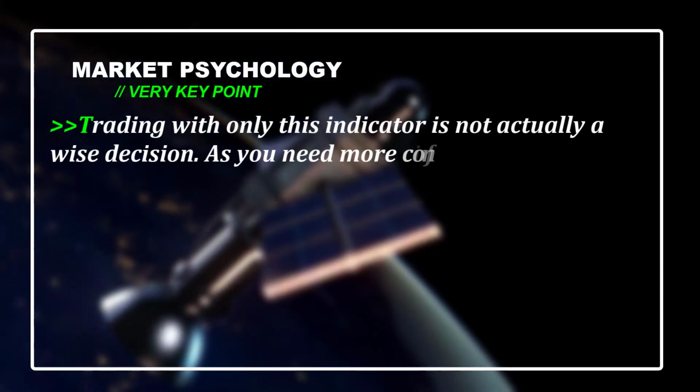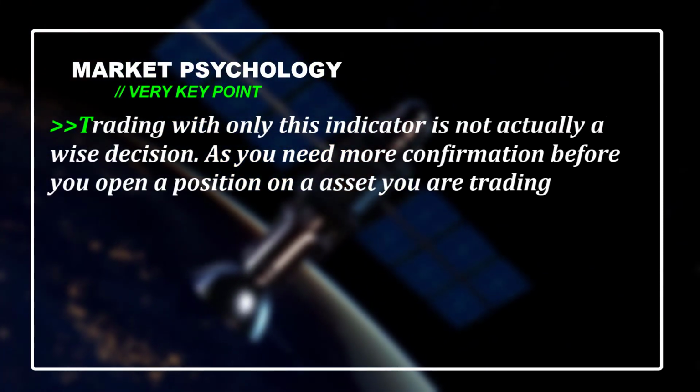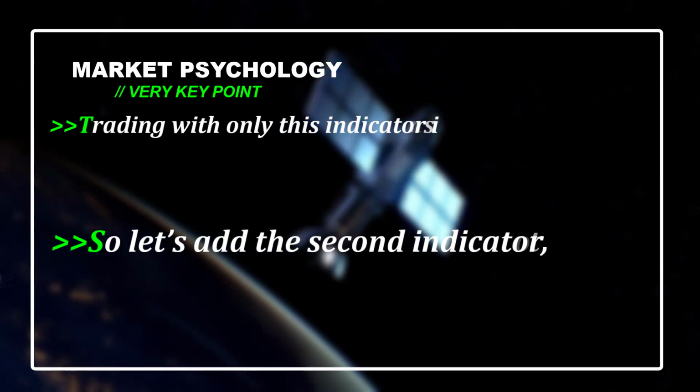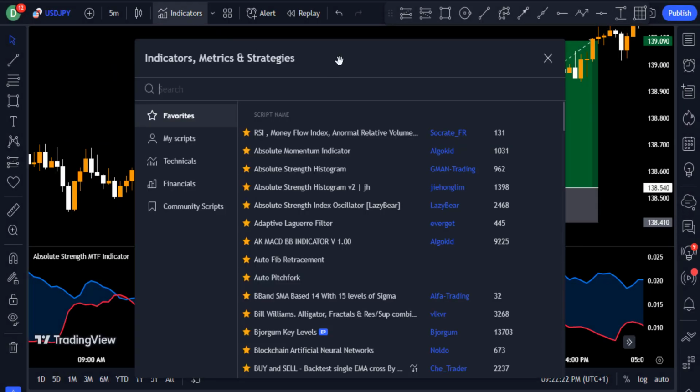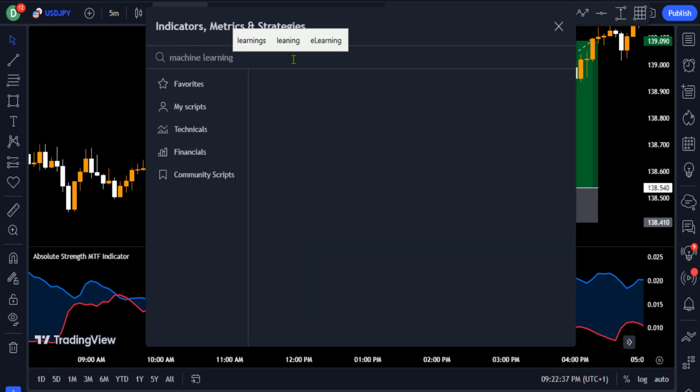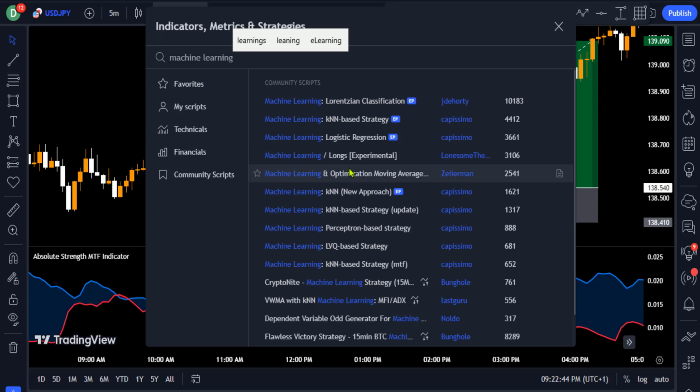But you know, trading with only this indicator is not actually a wise decision. So let's add the second indicator to help boost the confirmation to this trade. Now, go to the Indicators tab, and search for this indicator called Machine Learning and Optimization Moving Average, and then click on this one that was created by this guy named Zierman to add the indicator to the chart.